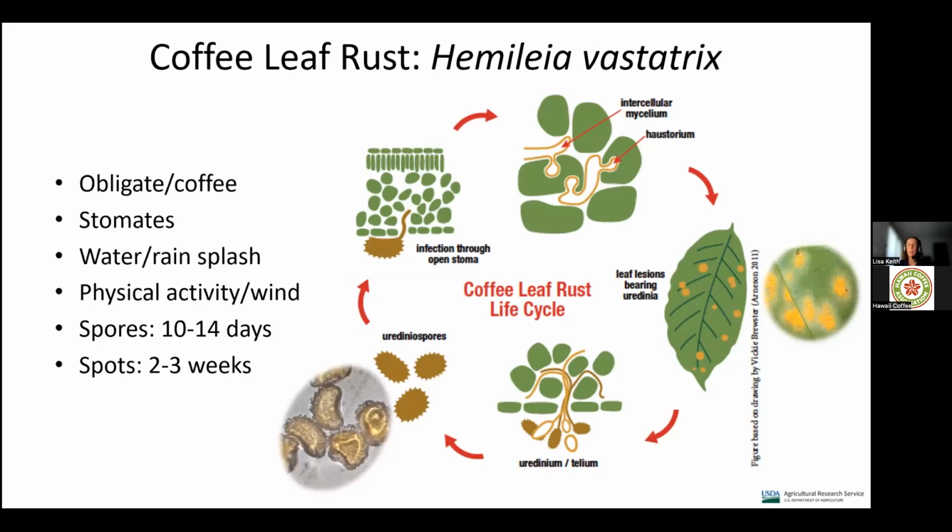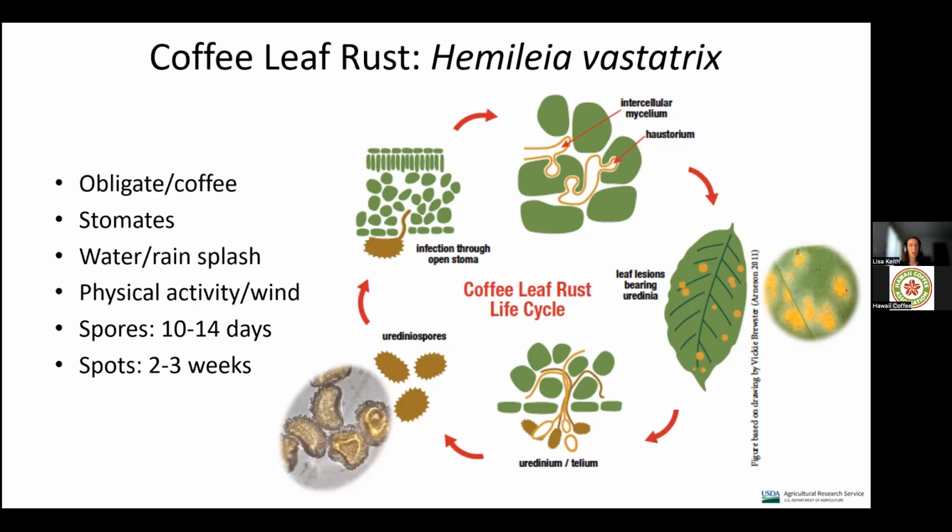The right side shows the disease cycle. The pathogen has spores that enter plants. They anchor themselves in. The fungus grows within the leaf tissue. It grows back out onto the underside of the leaf, produces spores, and the cycle continues and continues and continues.